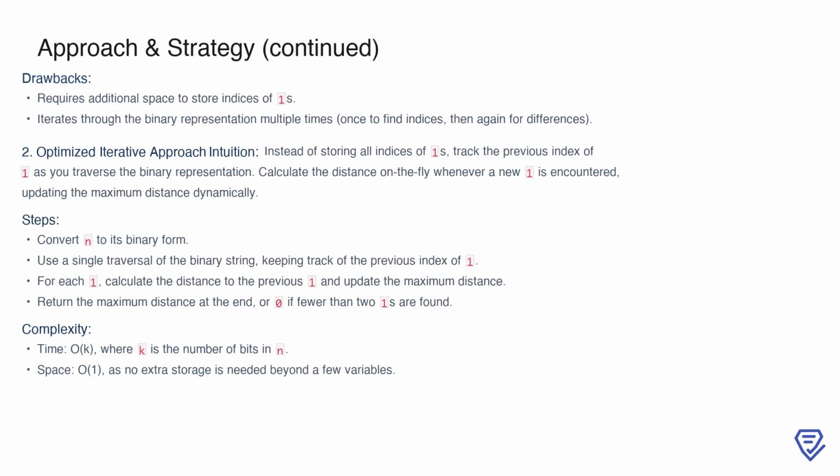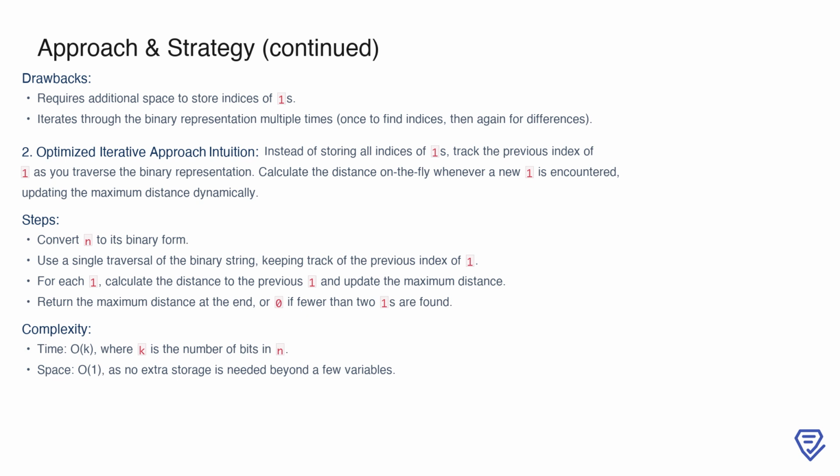However, the brute force approach has notable drawbacks. It requires additional memory to store the indices of all 1s, which can become inefficient for integers with many 1s in their binary representation. Additionally, the method involves multiple traversals of the binary string, one to identify the indices and another to compute the differences between them, leading to some redundancy.